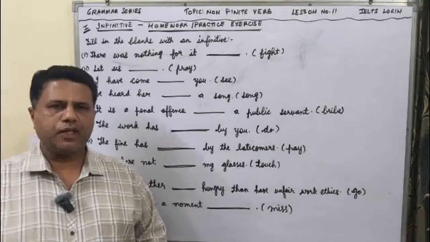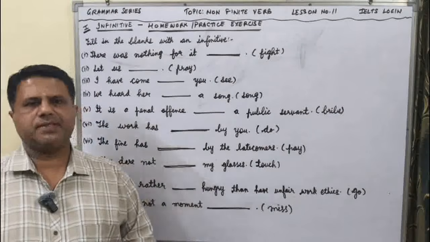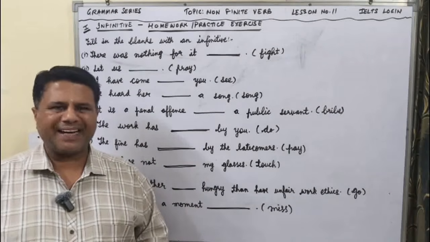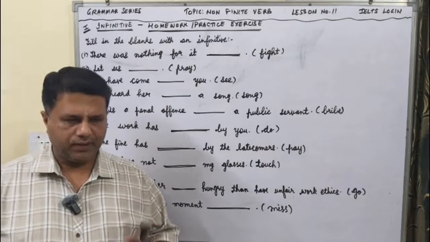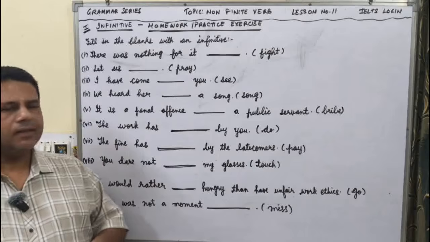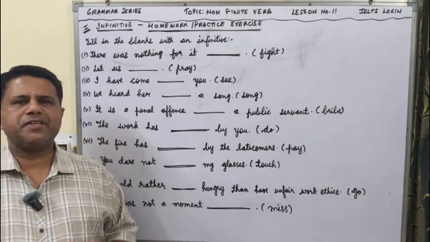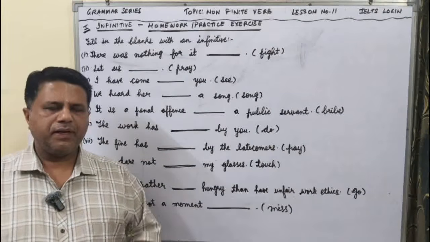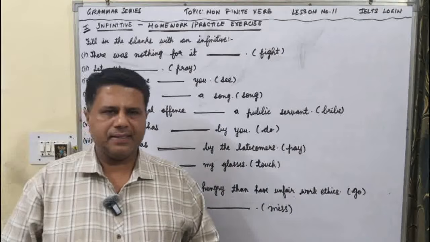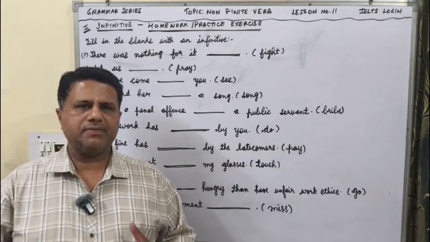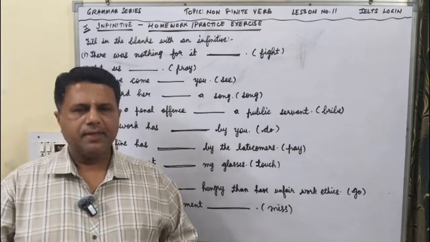Let's test the attainment of desired objectives in the form of practice exercise, or you can also take it as a homework exercise. Two types of exercises are there. Fill in the blanks with an infinitive. Second type of exercise is combine the two sentences with the help of an infinitive.